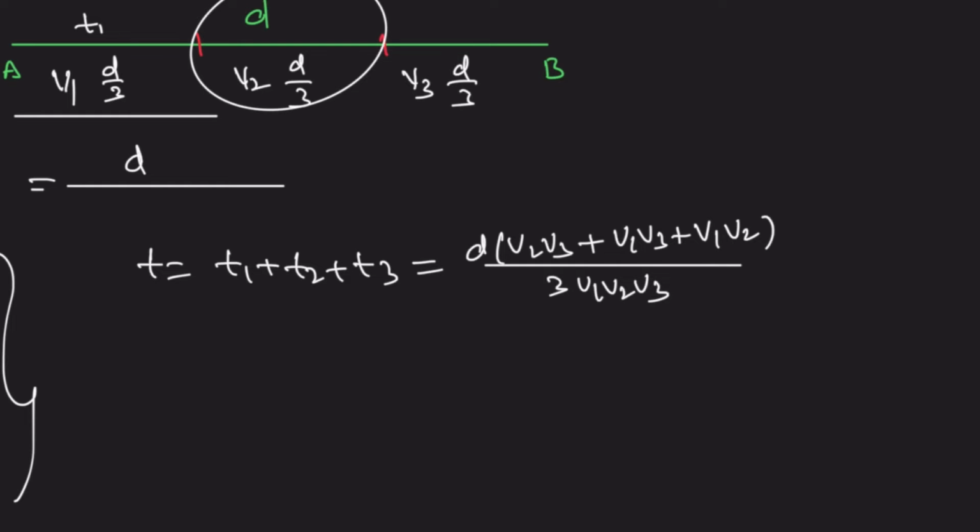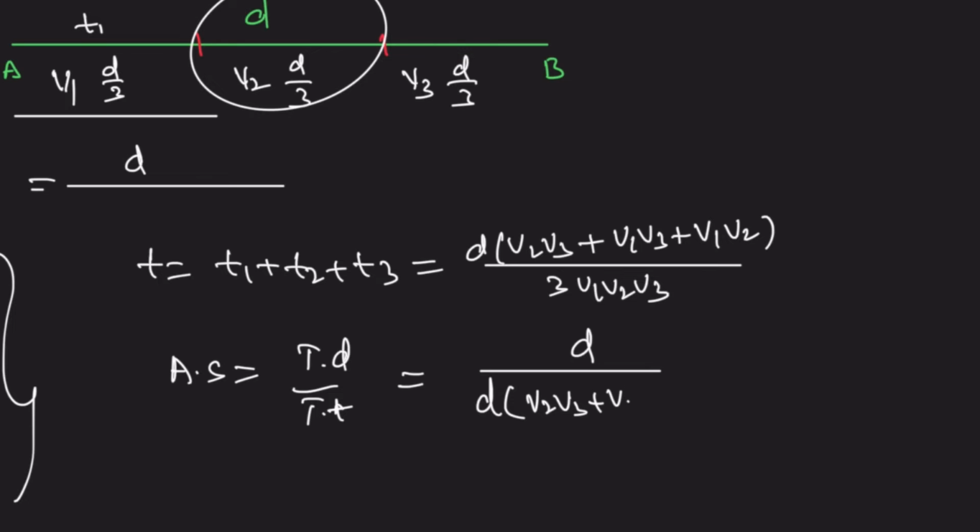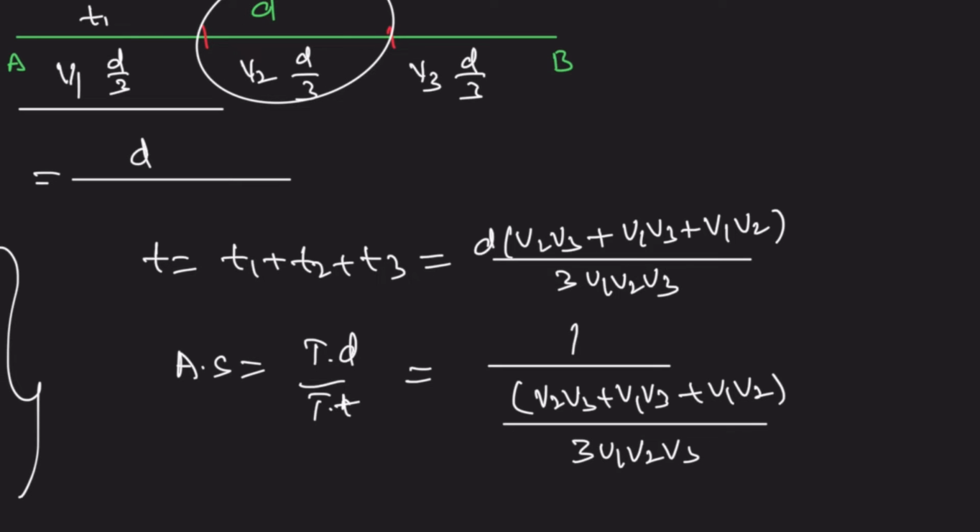Now what is the average speed formula? Average speed is equal to total distance by total time. So what is the total distance? That is D, by total time, which is D V2 V3 plus V1 V3 plus V1 V2 by 3 V1 V2 V3.